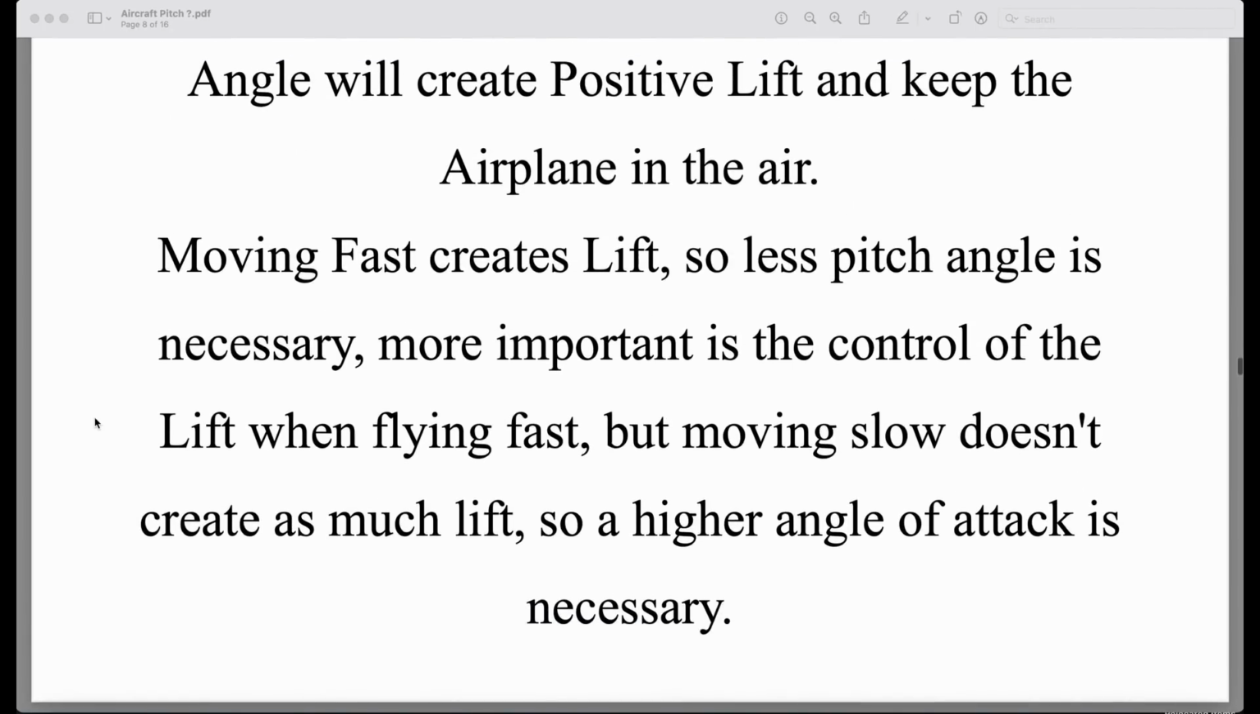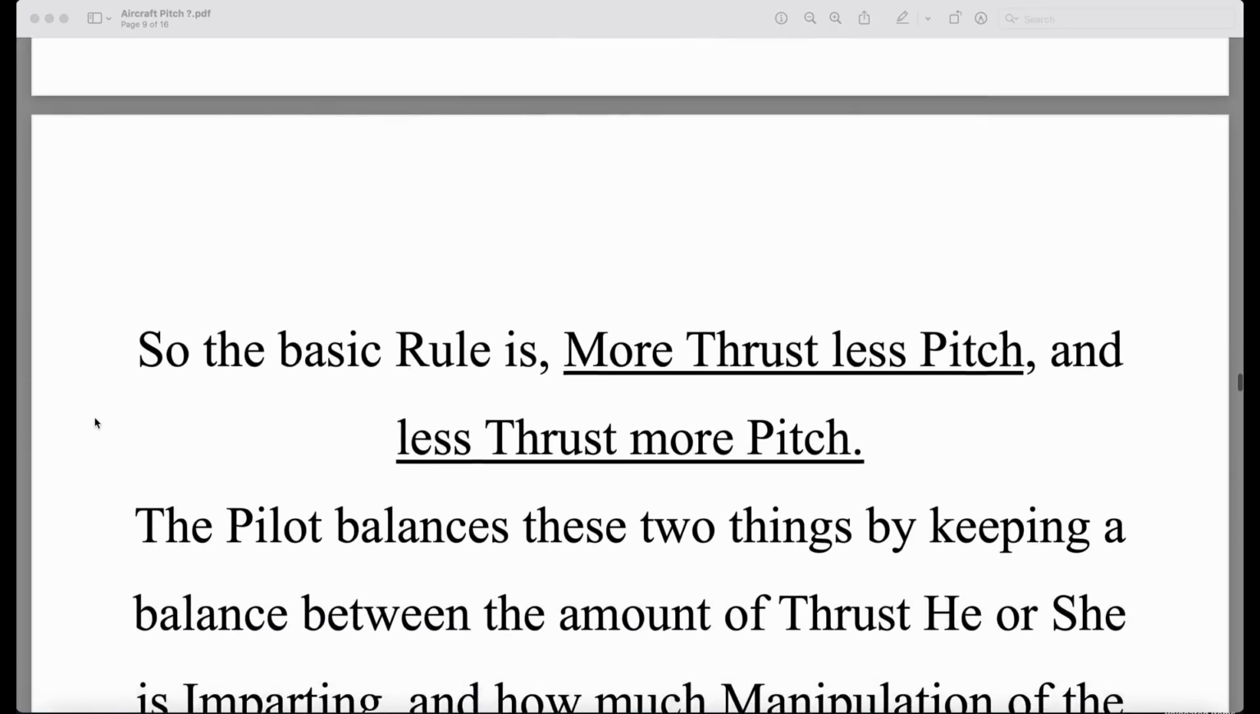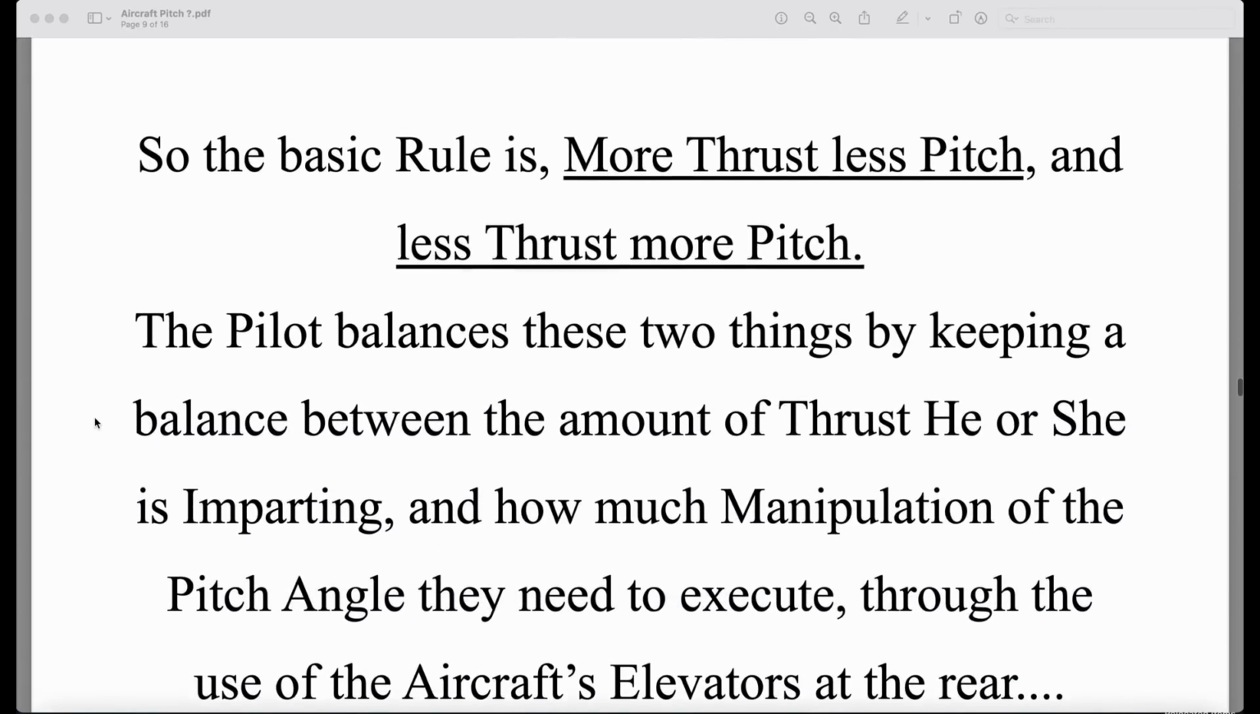Moving fast creates lift, so less pitch angle is necessary. More important is the control of the lift when flying fast. But moving slow doesn't create as much lift, so a higher angle of attack is necessary. So the basic rule is more thrust, less pitch, and less thrust, more pitch.